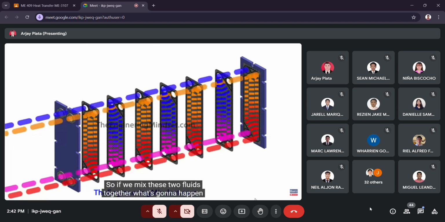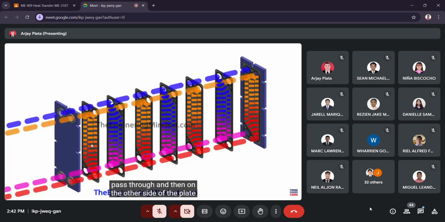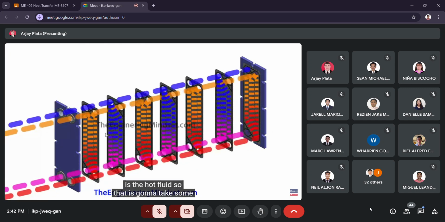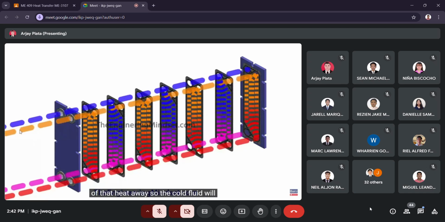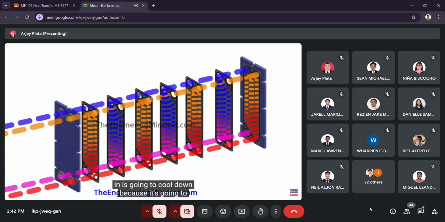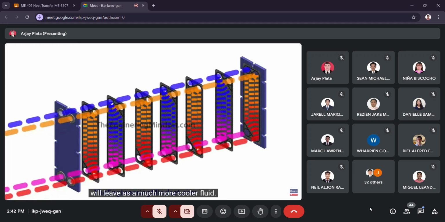So if we mix these two fluids together, what's going to happen is the cold fluid is going to enter, pass through, and then on the other side of the plate is the hot fluid. So that is going to take some of that heat away. So the cold fluid will warm up, and that will leave as a much warmer fluid. And the hot fluid that comes in is going to cool down because it's going to give up some of its heat into the cold stream, and then that will leave as a much cooler fluid.